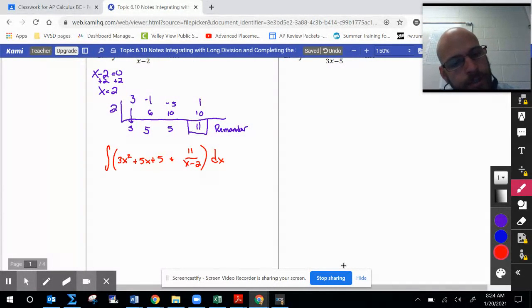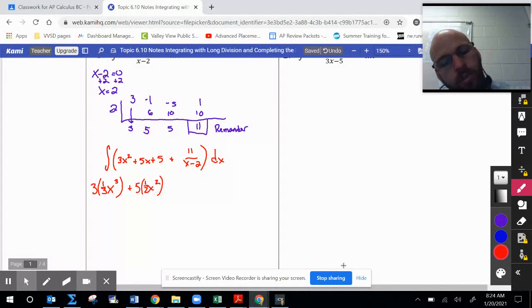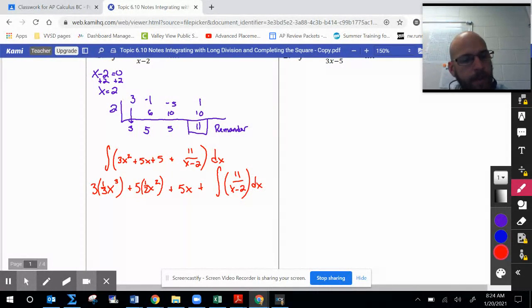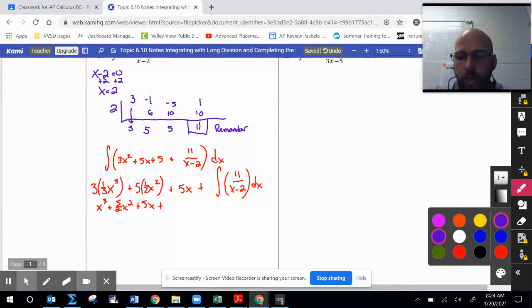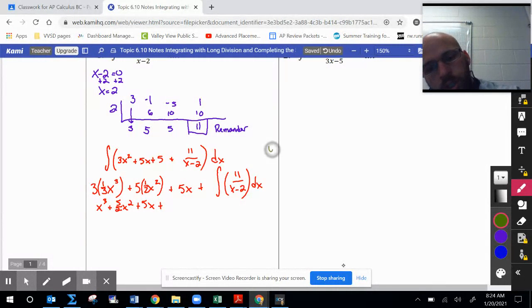So if I integrate this, the antiderivative of 3x squared will be x to the third, right? Reciprocal in front. 5x squared, I'm going to get 5 times a 1/2 x squared plus 5x plus, and we're going to take a look at this integral a little bit more closely. Okay, so if I simplify what's left, I have x to the third plus 5 over 2x squared plus 5x plus now this integral. Now, if I were to show all my work here, I would do a u substitution.